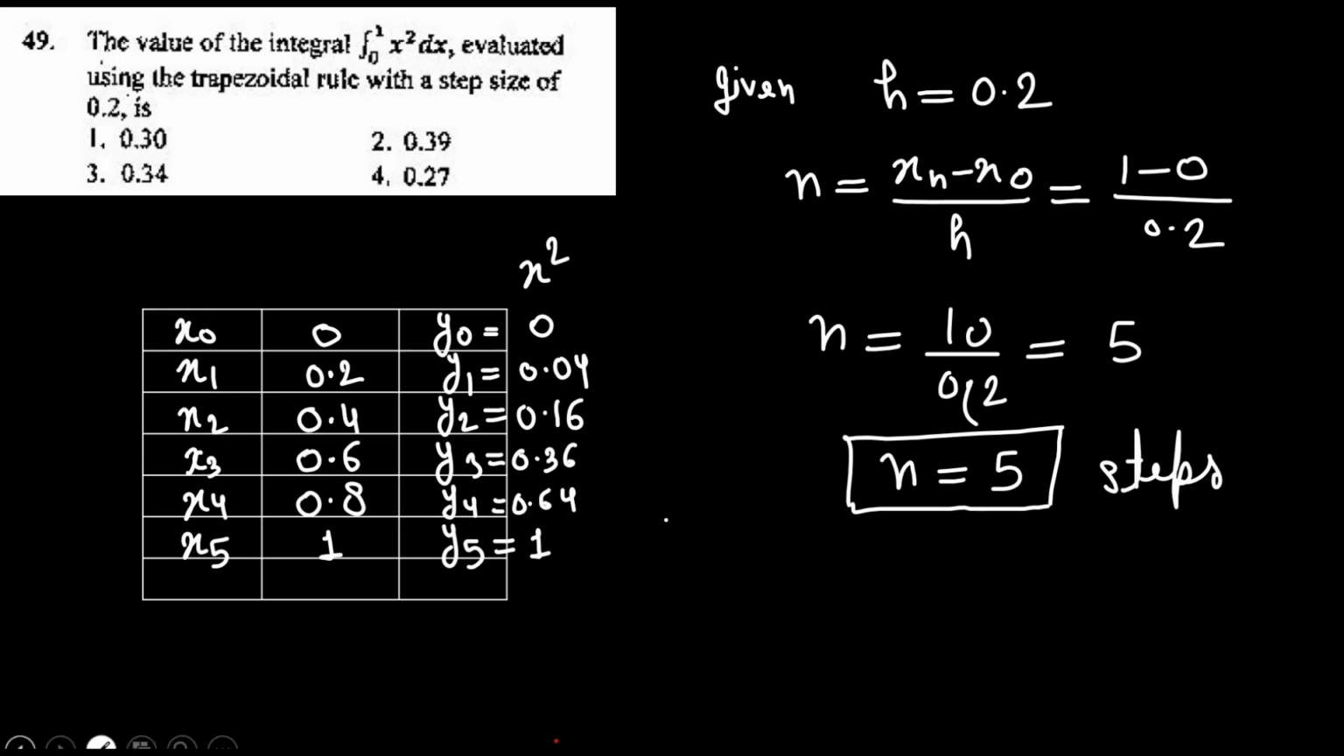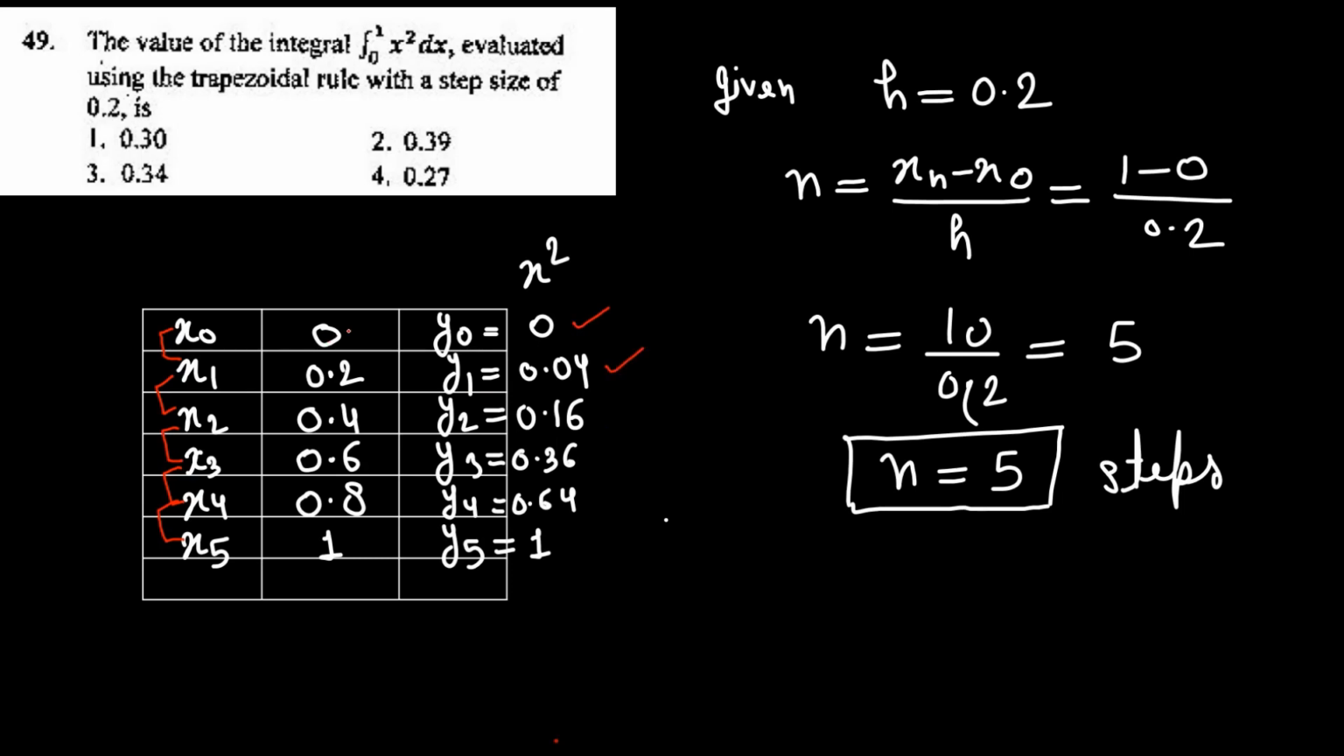Means this is 1, 2, 3, 4, 5, and at each step we will add the step size. In the initial step we will add 0.2 because the step size is 0.2. So x0 is 0, then 0.2, then 0.4, 0.6, 0.8, and when we add 0.2 to 0.8, we will get 1. Okay, and y you can write as f(x) or y(x). So y(x) is x square. When you put the values of x, you will get the values of y, y0 to y5.